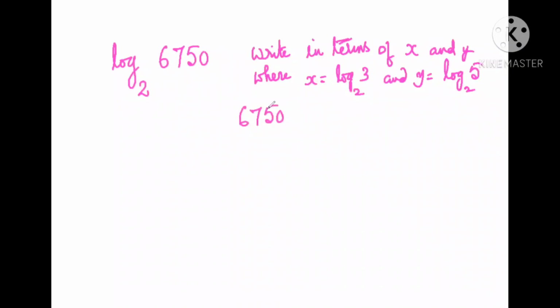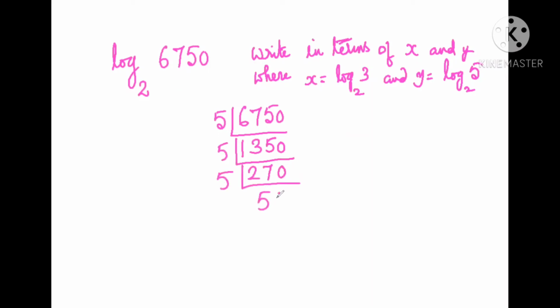6750 is divisible by 5. 5 ones are 5, 5 threes are 15, 5 fives are 25, 0, and 5 twos are 10, 5 sevens are 35, 0, 5 fives are 25, 25 fours are 20. Now the table of 2: 2 twos are 4, 2 sevens are 14. Now the table of 3: 3 nines are 27, 3 threes are 9.